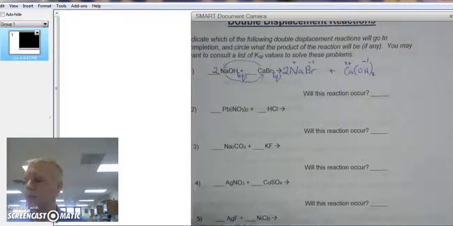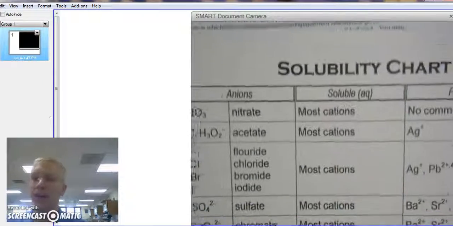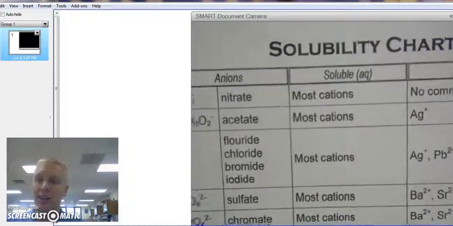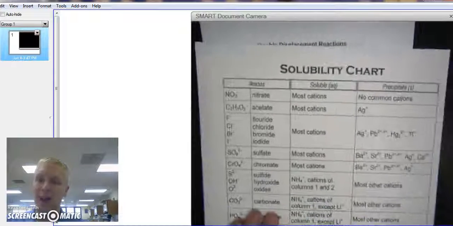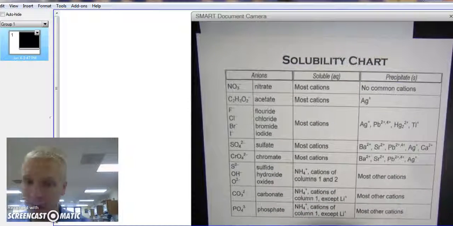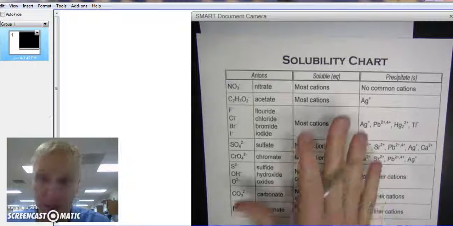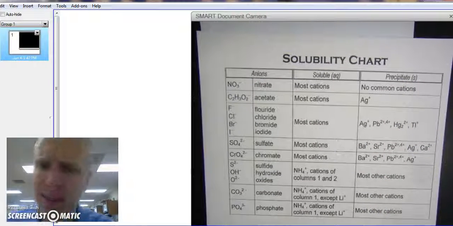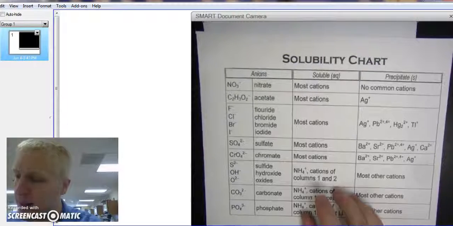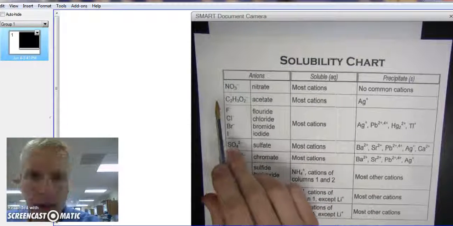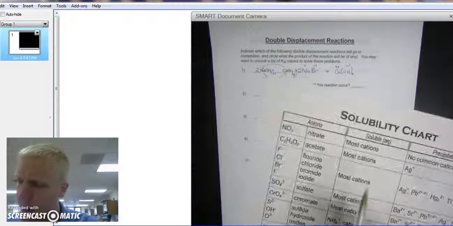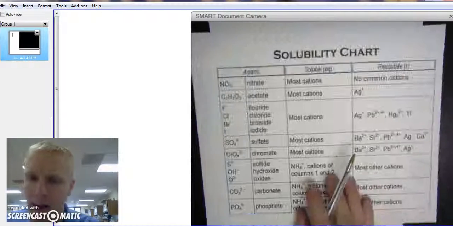Well, you are going to have to use the solubility chart. This you will have on the test. You do not have to memorize this. You should have a digital copy of this, possibly a hard copy, depending upon the year. Alright, what are we looking at here? NaBr.